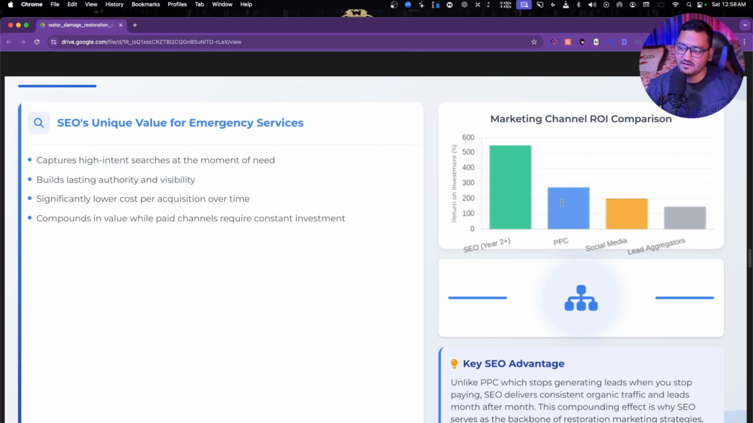If you are doing the same thing for PPC, you can see at most 250 or 300%. Social media, 200%, and the lead aggregators, the mediators who are selling leads to these business owners, it's around 200%, because they charge a lot more money to just get the lead.